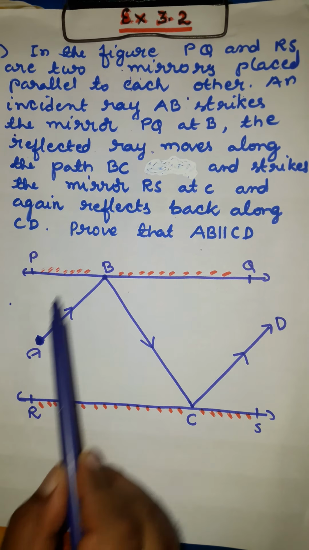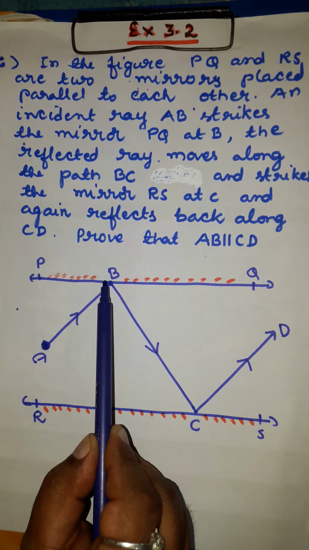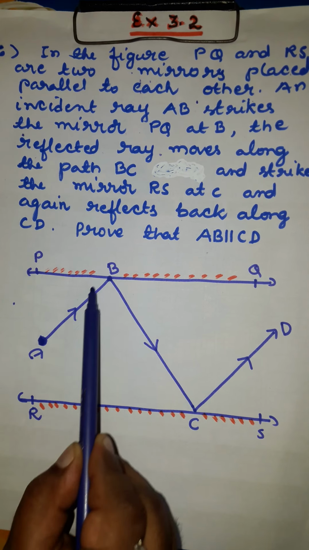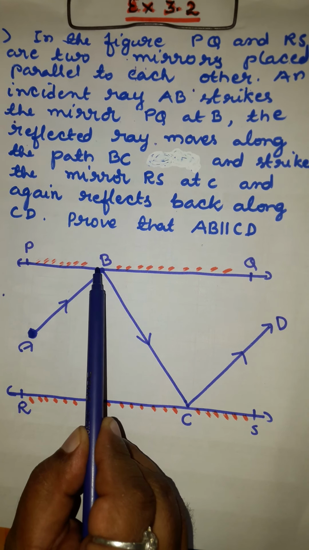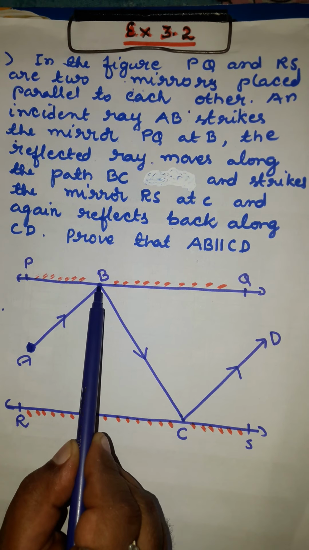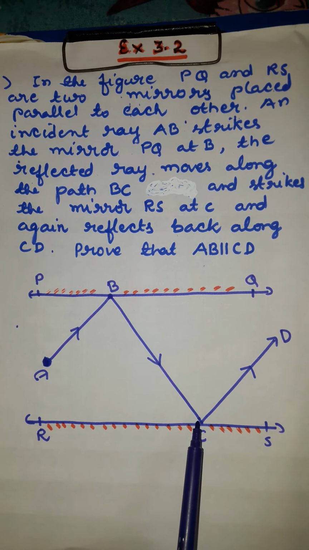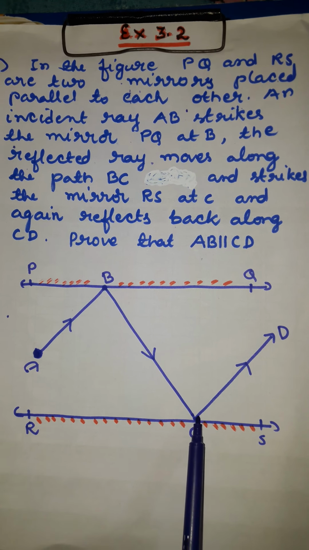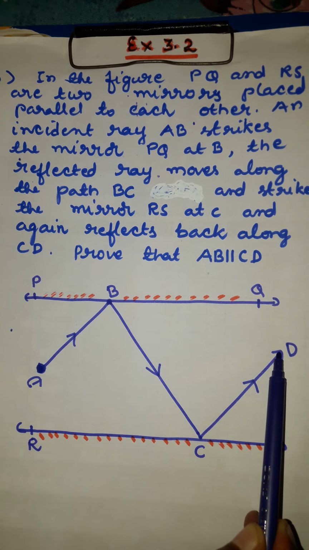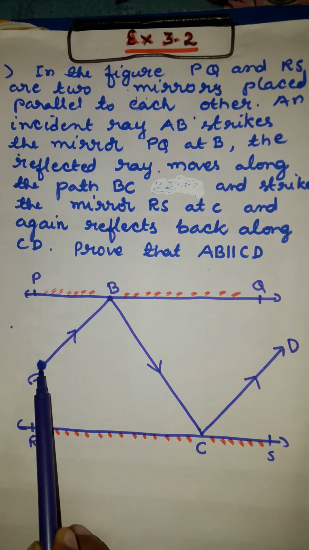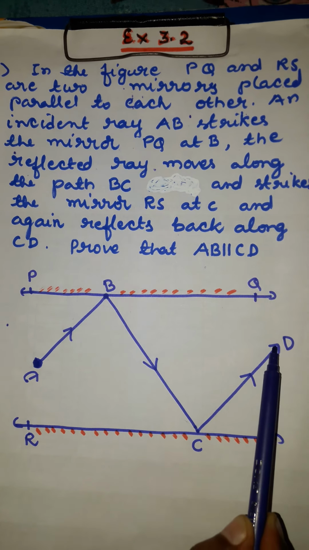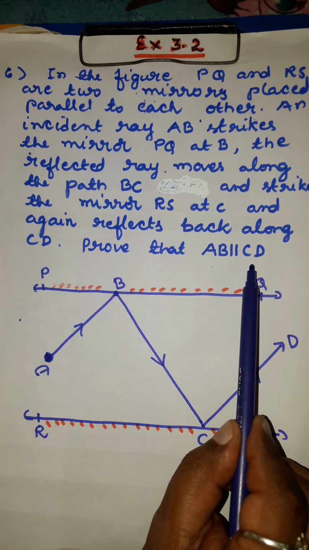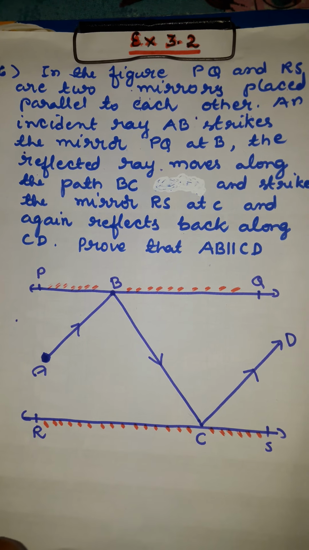An incident ray AB strikes the mirror PQ at point B. See, ray AB strikes the mirror PQ at point B and it gets reflected and moves along BC and strikes the mirror RS at point C and again reflects back along CD. So we have to prove AB is parallel to CD. I shall prove this by again drawing this ray diagram.